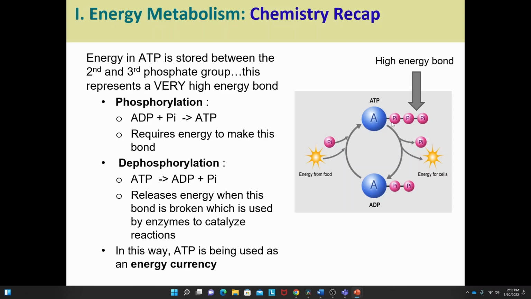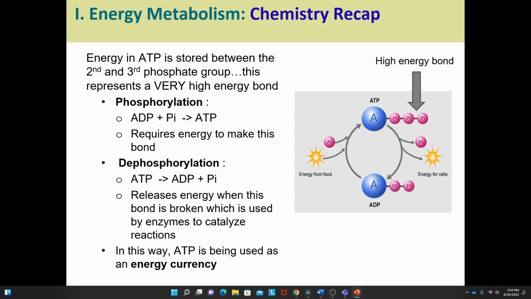So phosphorylation is the process of building that ATP molecule, right? And because the bond between the second and the third phosphate is so high energy, it's going to require a bunch of energy to build that bond back up. It's not just going to happen on its own.